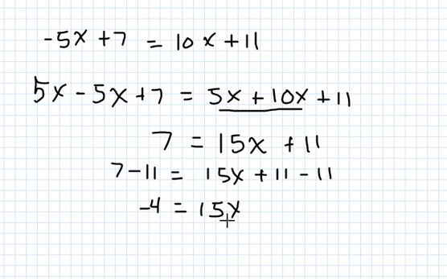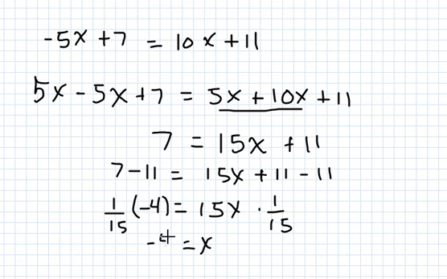And now what I'm going to do is multiply both sides by the reciprocal of this 15. So 1 over 15 to both sides. And I always put parentheses around my negative here. So now we're going to be left with x is negative 4 over 15.